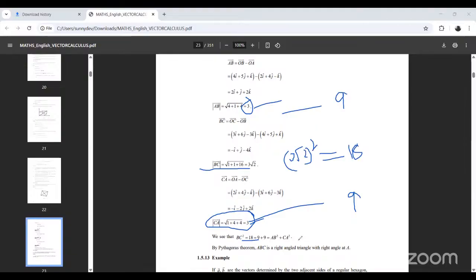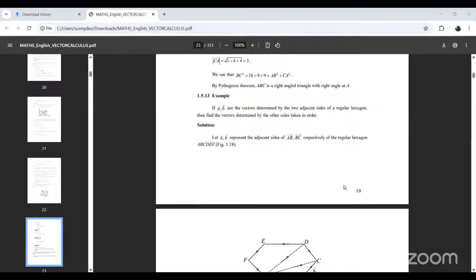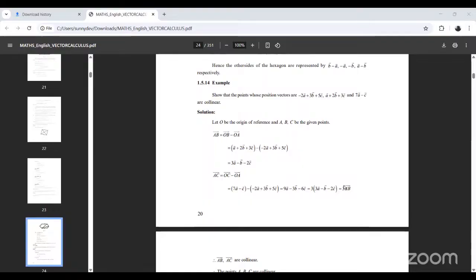So by Pythagoras theorem, ABC is a right angle triangle, and the angle is at A. Why? Because here BC is the hypotenuse. So this is A, here B and here C. Understood? So this is by Pythagoras theorem, A, B, C is a right angle triangle. Okay? So this type of problems will be coming there.